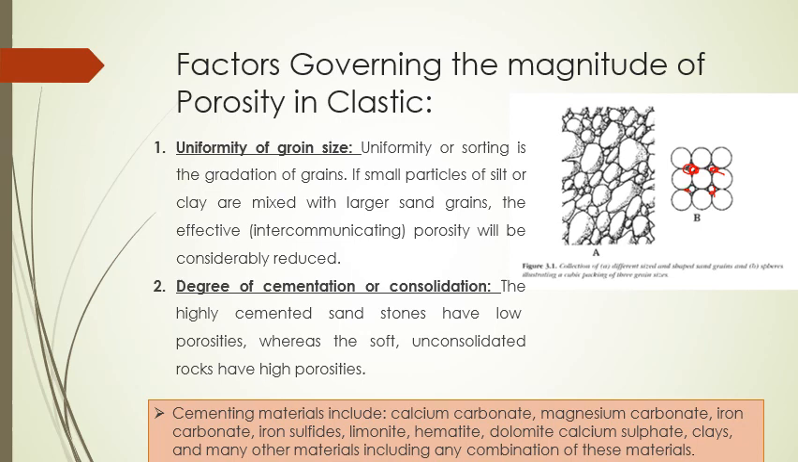So the second one is the degree of cementation. Logically, as the degree of cementation or consolidation increases, it affects the pore size and pore throats and can negatively affect both the porosity and permeability values. Cementing materials include calcium carbonate, magnesium carbonate, iron sulfides, limonite, hematite, dolomite, calcium sulfate, clays, and many other materials, including any combination of these materials.